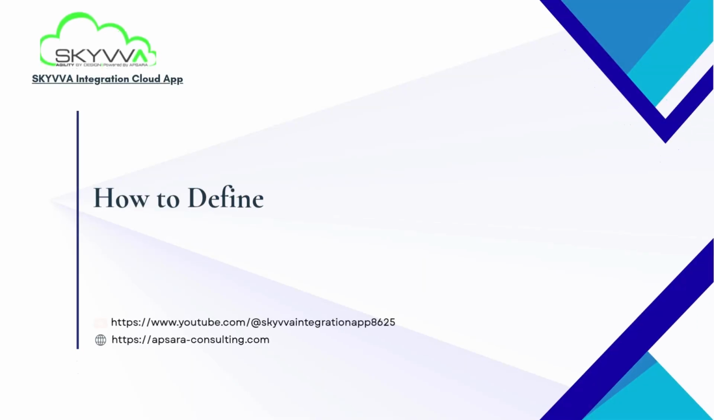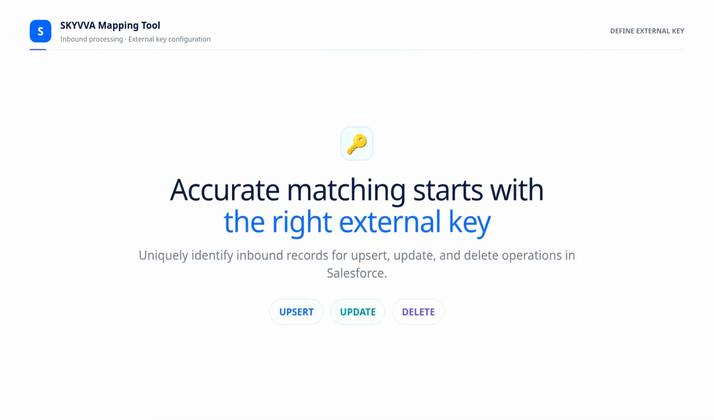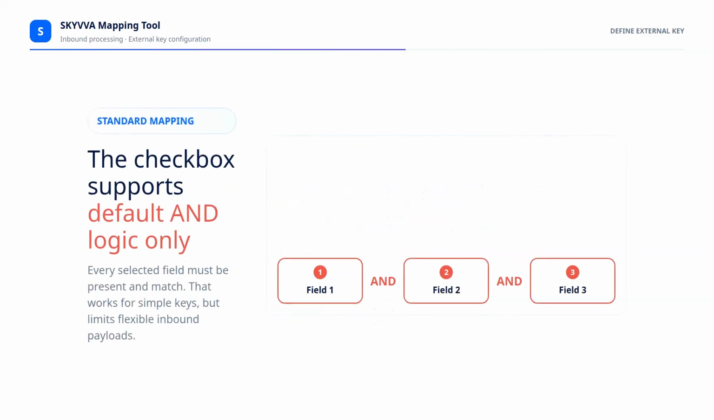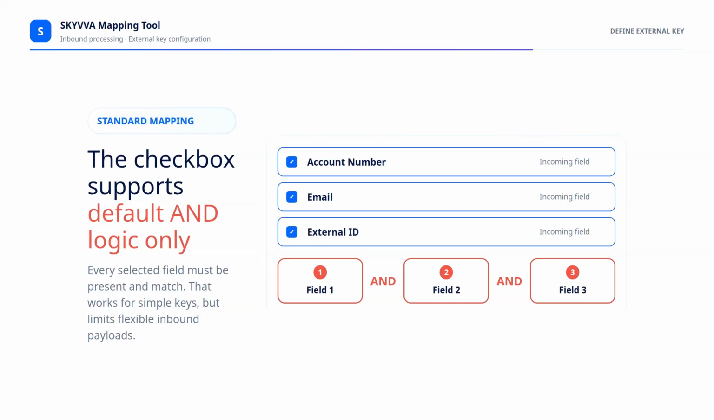Hello, everyone. In this video, we'll explain how to define multiple external IDs in the mapping tool. As you know, inbound processing in SKYVVA requires external keys to uniquely identify Salesforce records for upsert, update, and delete operations. The standard mapping checkbox uses AND logic. This means every selected field must be included in the incoming payload and must match the Salesforce record.